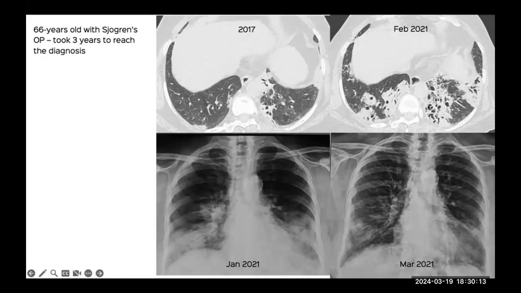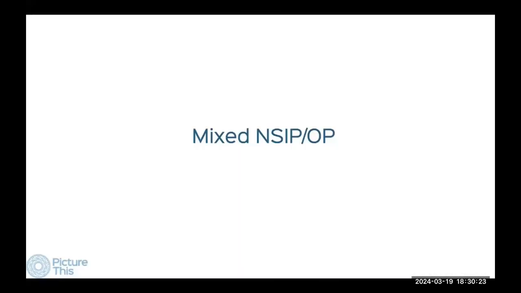This patient had Sjogren's in 2021. In January and March, this was progressing with traction bronchiectasis. So there was a strong fibrosing component to the OP pattern.